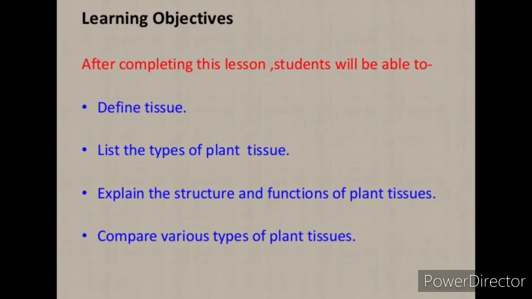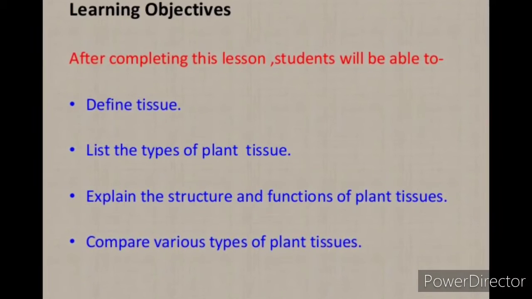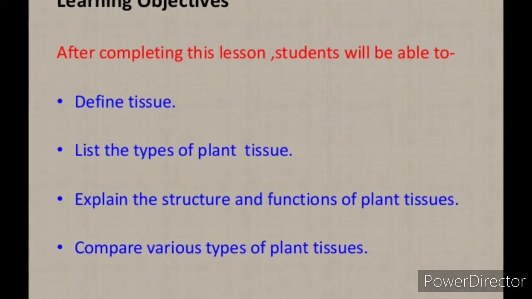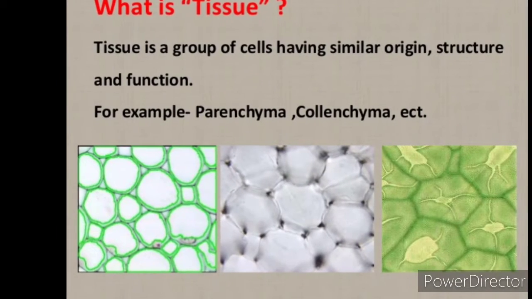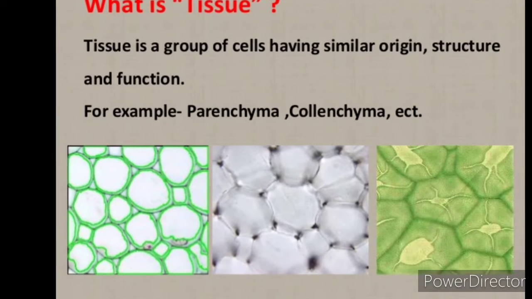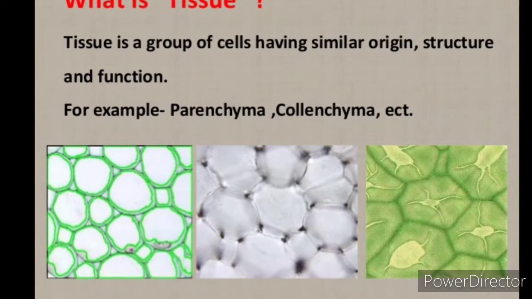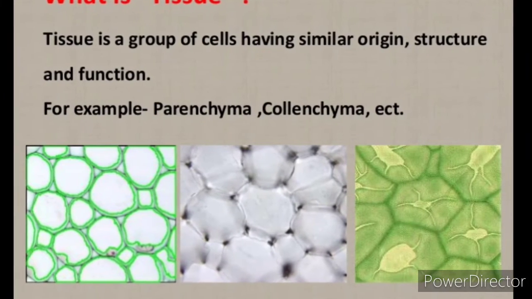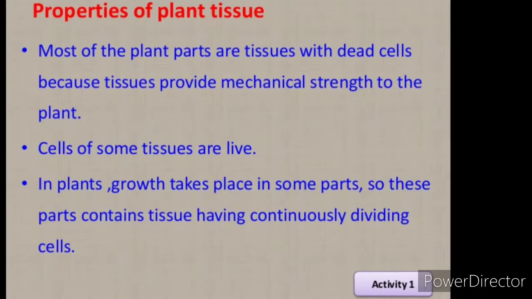Learning objectives from this module. After completing this lesson, you will be able to learn the definition of tissue and list the types of plant tissues. What is tissue? Tissue is a group of cells having similar origin, structure and function. For example, parenchyma, collenchyma.